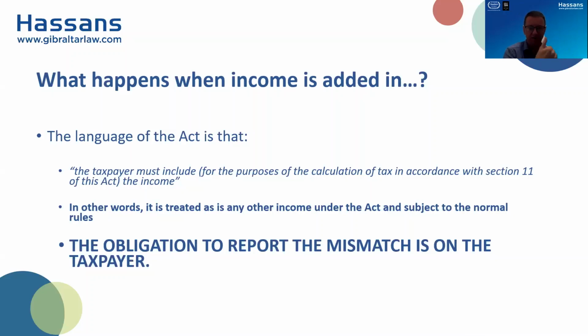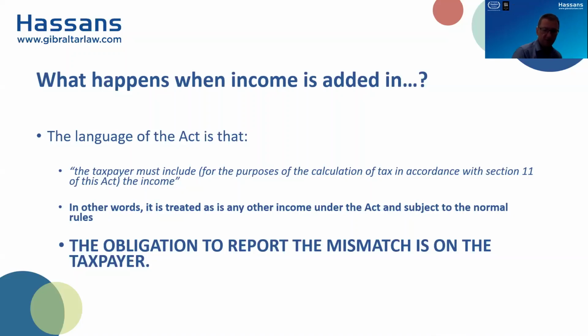So what you need to do is include it in the income of the taxpayer for whom you're preparing the CT1. That is an obligation on the taxpayer. The actual language of the Act is that the taxpayer must include, for the purposes of the calculation of tax, in accordance with Section 11 of this Act, the income. So it must be included.